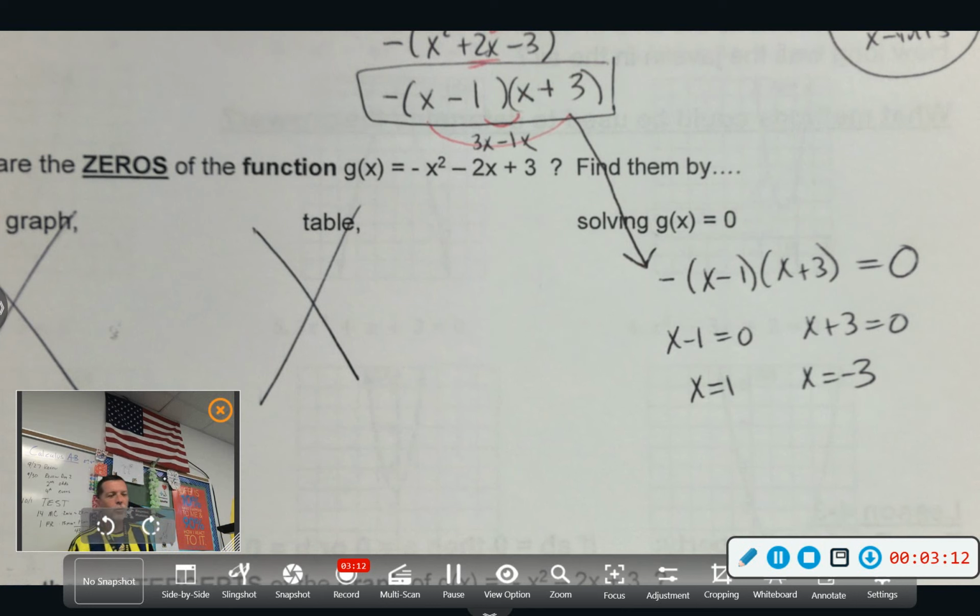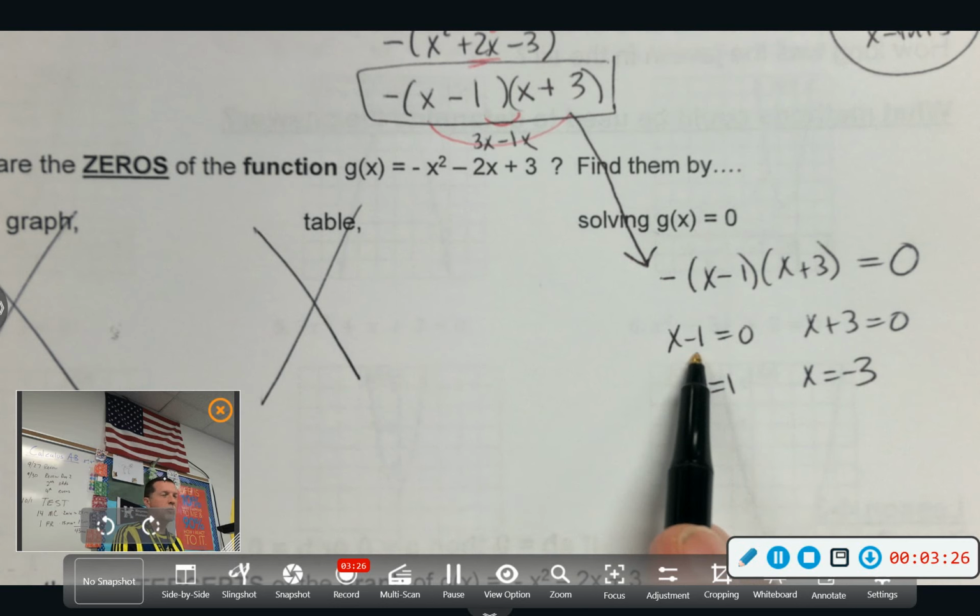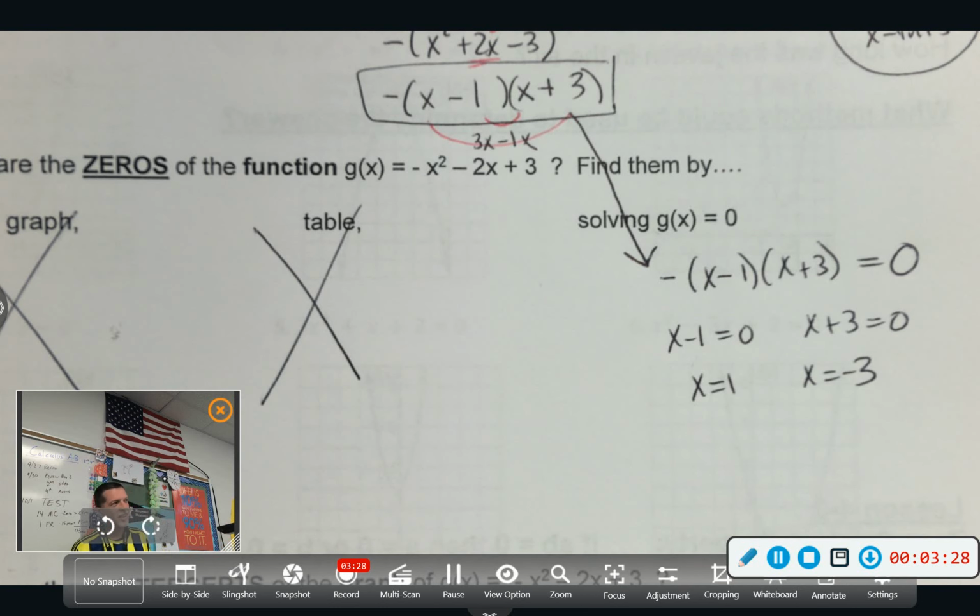And many of you will skip this step, right? You kind of do that in your head, or you know that you just change the signs, and so you just tell me x is 1 and x is -3. And that's okay, although we're going to get to some harder ones where it might be wise to write out this step. Jenna? What happens to like the negative?